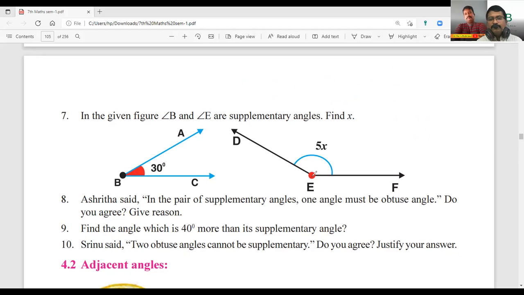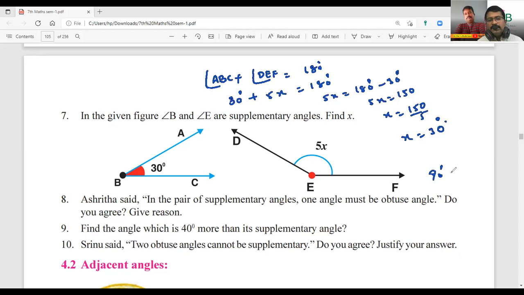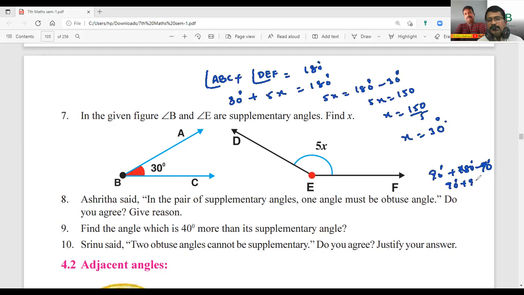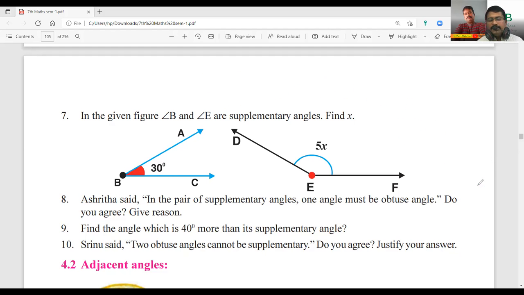It is wrong. If we take one angle as 90, then automatically the other angle is 180 minus x. So 180 minus 90 is nothing but 90, and 90 plus 90 is equal to 180. Okay, right? So what Ashrita said is, in the pair of supplementary angles, one angle must be obtuse angle. Do you agree? No, we cannot agree.